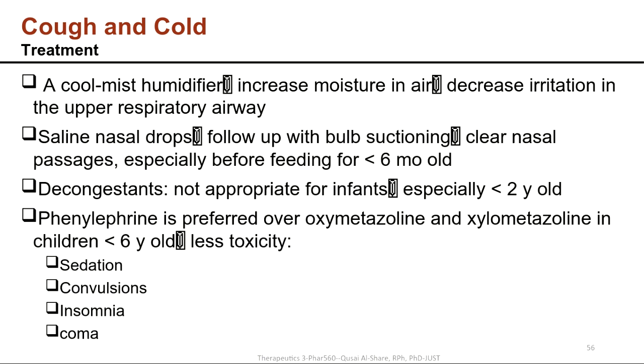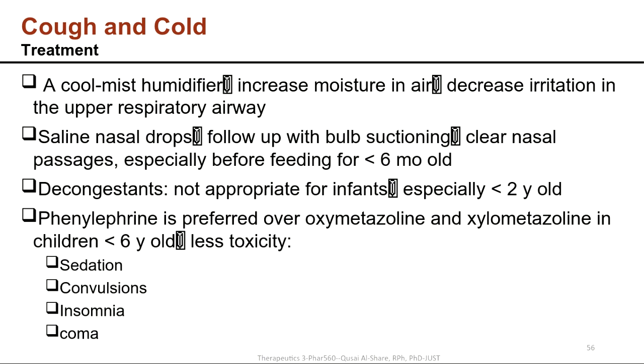For the treatment of colds, normally we have measures before we go to medication, especially in young children and infants. A cool mist humidifier. Sometimes we have warm mist and cool mist. The cool mist is kind of a cold water vapor, and the warm mist is kind of hot water vapor. It's an instrument you hook up to power and it gives you vapor or moisture in the air. It's supposed to decrease irritation in the upper respiratory tract. A lot of us use water vapor in the winter time.